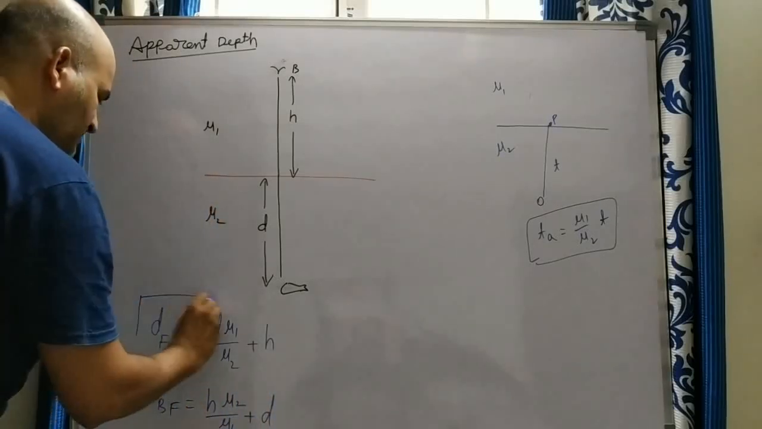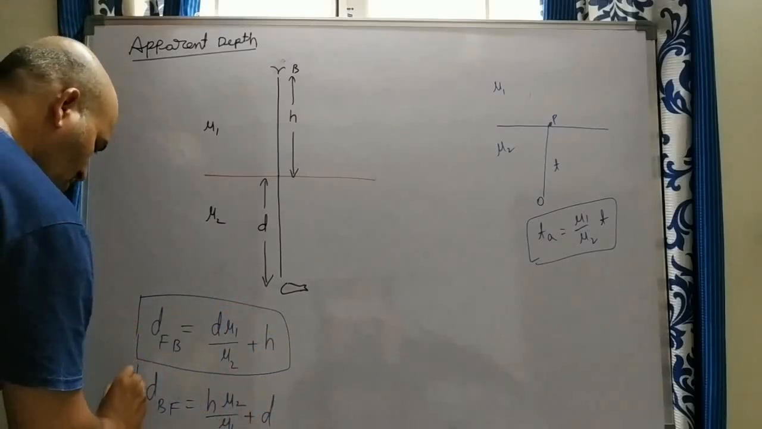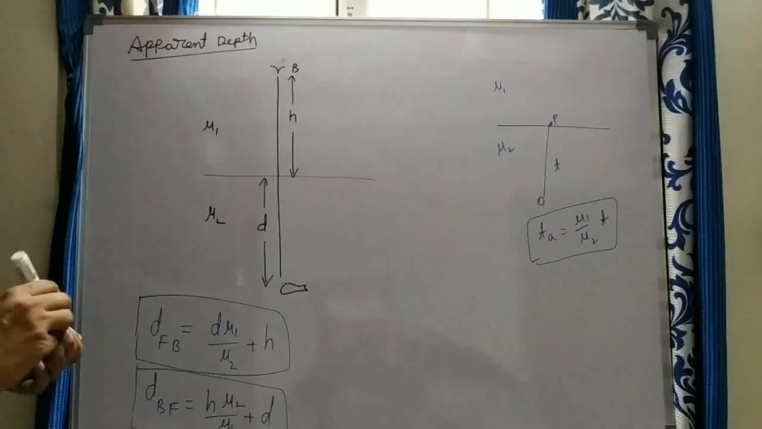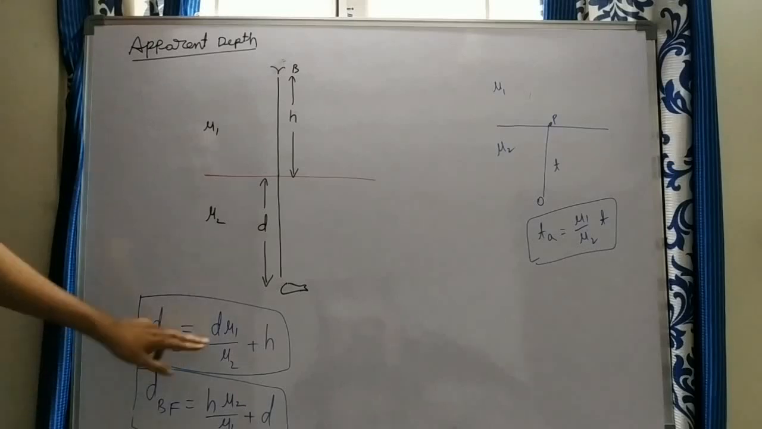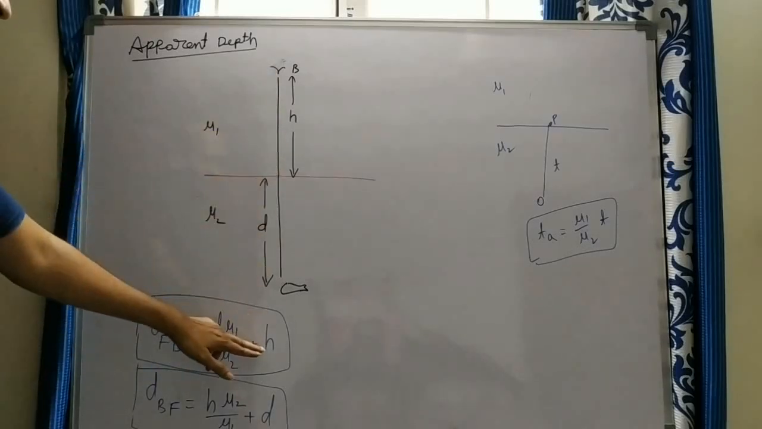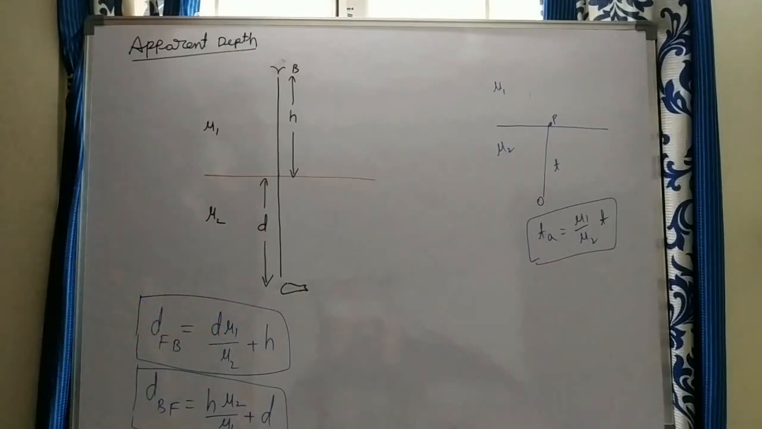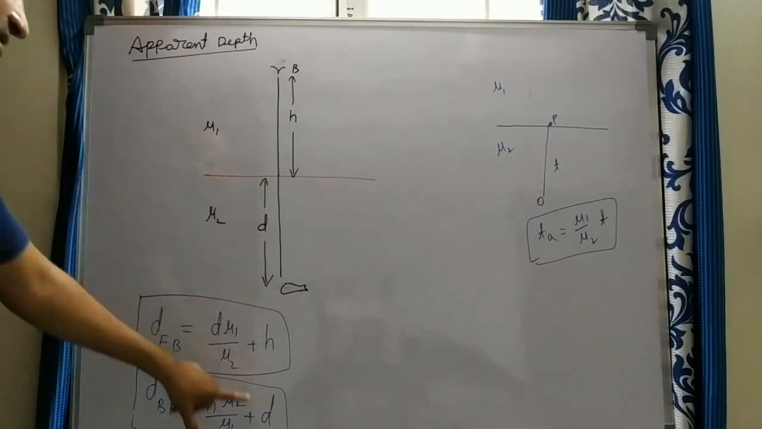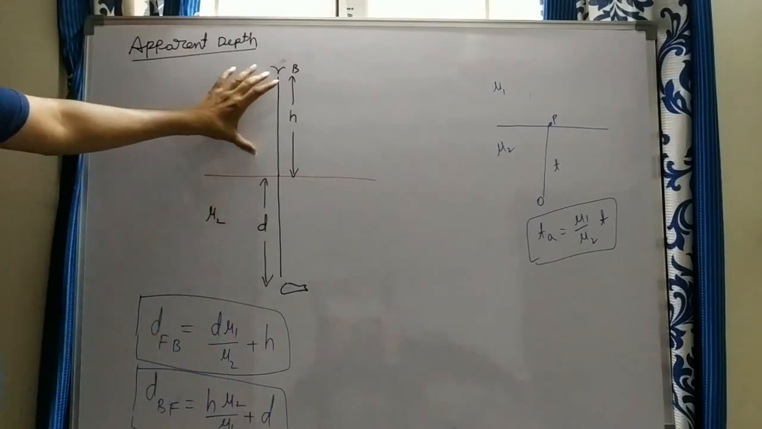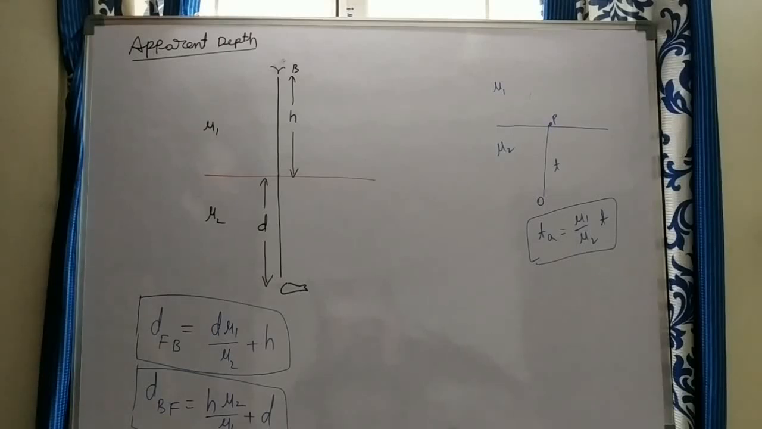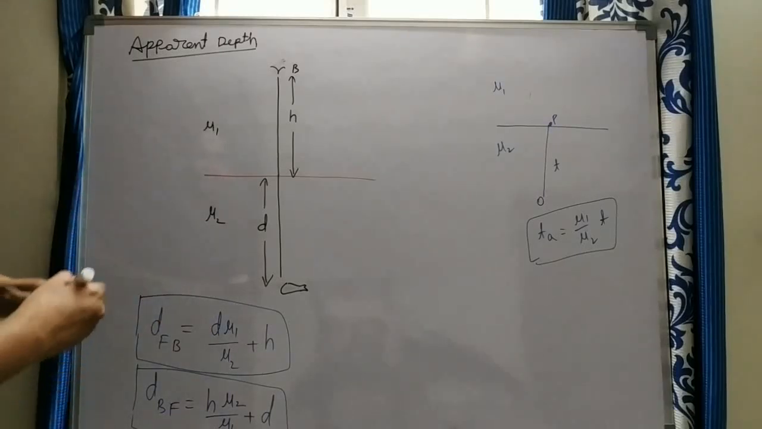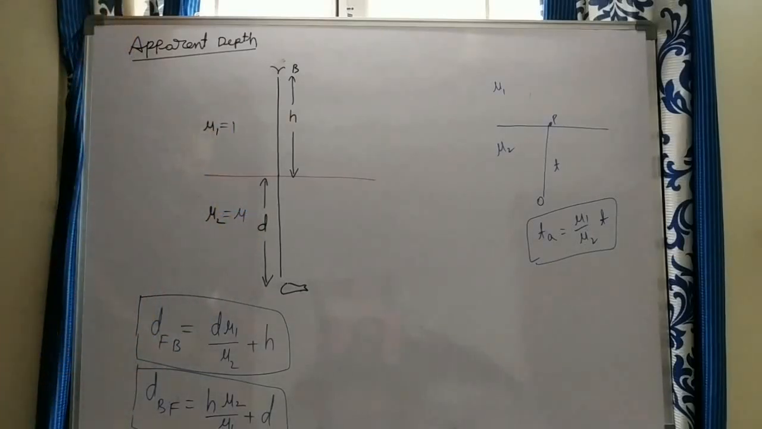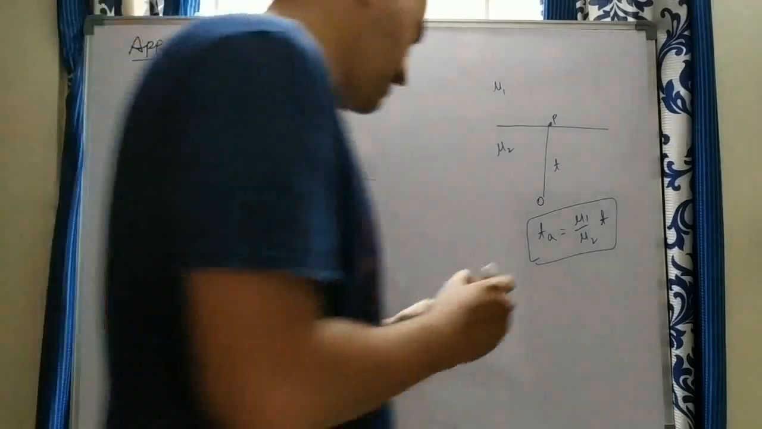So how are we getting this? The distance in the observer's own medium is taken directly. Here the bird is the observer, so the height of the bird from the surface is taken directly, and the other distance is multiplied with the relative refractive index. Similarly, when the fish observes the bird, that distance d we take directly, and the other distance we multiply with the relative refractive index. Suppose the bird is in air, so the refractive index is 1. Here it is in water, the refractive index is mu. Then what formula do we get from this?